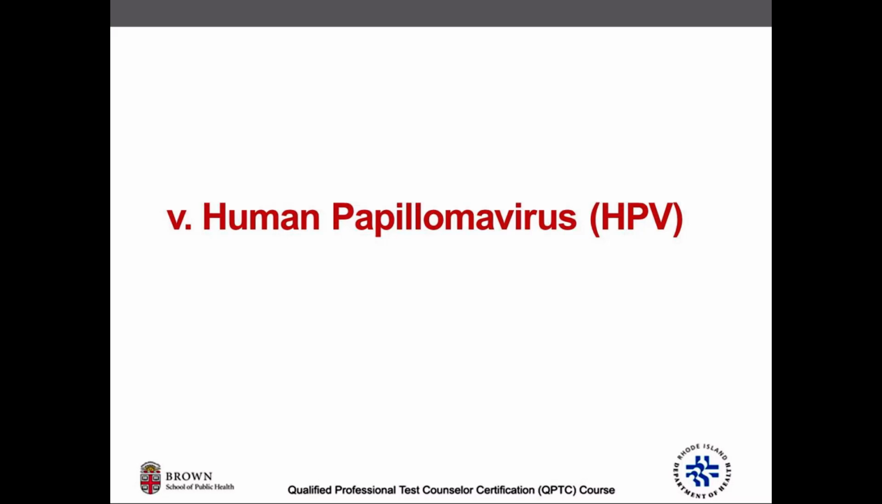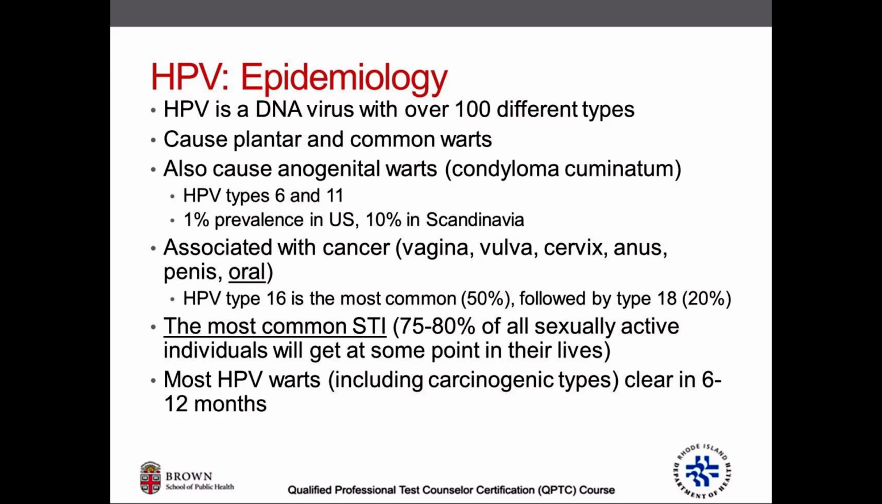A couple other notes about some other STDs. So human papillomavirus, HPV. HPV is a virus with many, many different subtypes. It's the most common cause of plantar and common warts. It also can cause anogenital warts. It's also specifically associated with different types of cancer. So HPV types 6 and 11 can be associated with cancer of a number of different sites, including oral as well as the genitalia.